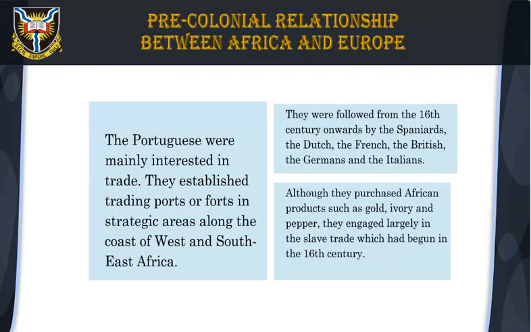The Portuguese were mainly interested in trade. They established trading ports or forts in strategic areas along the coast of West and Southeast Africa. They were followed from the 16th century onwards by the Spaniards, the Dutch, the French, the British, the Germans, and the Italians. Although they purchased African products such as gold, ivory, and pepper, they engaged largely in the slave trade, which had begun in the 16th century.